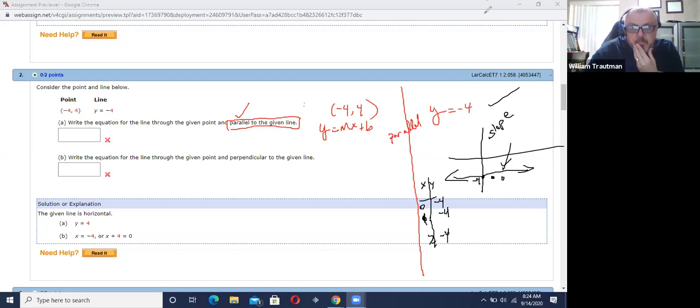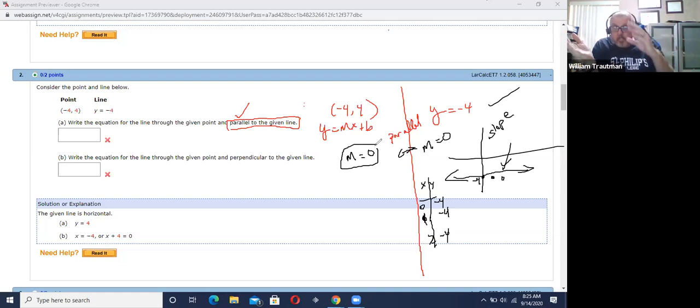Yes, it's 0. Horizontal lines have a slope of 0. You're right. Don't forget, vertical lines, I think, have a slope of undefined. So horizontal lines have a slope of 0. So the slope is 0 of this line. And since they're parallel, since these two sides are parallel, the slope of this line is 0 also. Parallel lines have the same slope. So they both are 0.